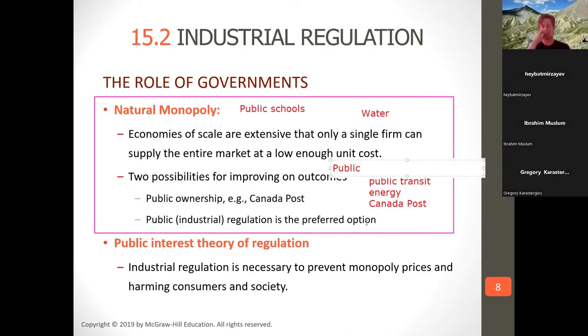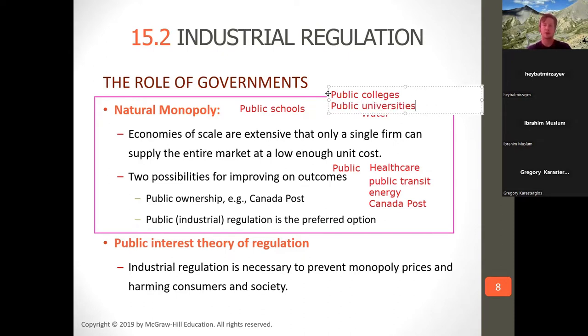So yeah, a great example, Gregory. Can anyone think of any other examples of natural monopolies? Maybe the college or the university. Oh, so can you say it again? Maybe the college. Yes, that's a good example. So yeah, public colleges, public universities.